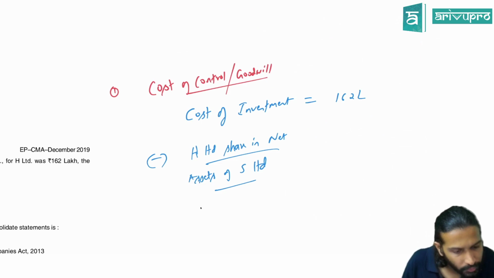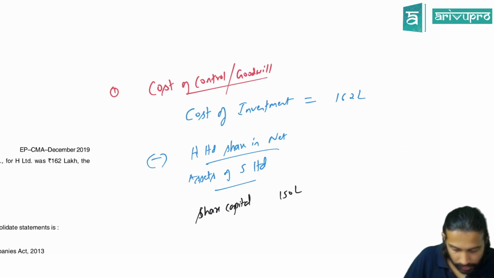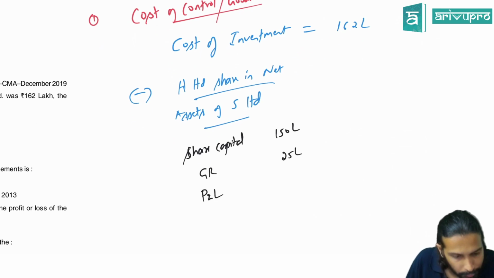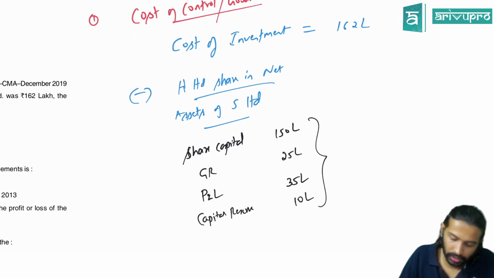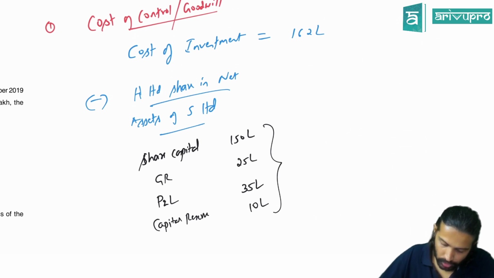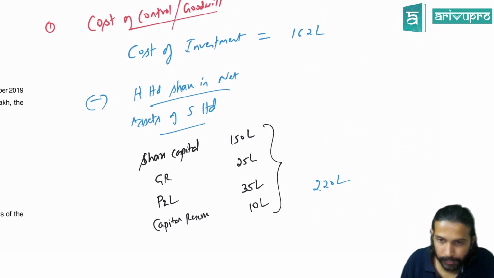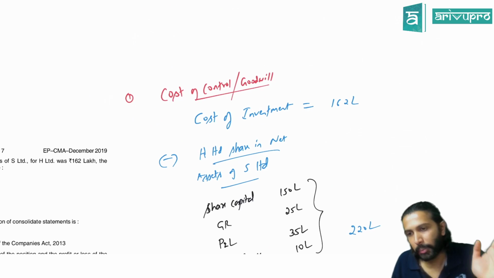So share capital is how much? I'll just copy it from here. Share capital is 150 lakhs. Next we have general reserve, which I'll write as GR. GR is about 25 lakhs. Then we have P&L, which in the question is 35 lakhs. Then we have capital reserves. Every reserve and surplus should be considered. 10. If you add all of this, this is shareholders funds. What are you going to get? The net assets of this company. So I added 150 plus 25 plus 35 plus 10, which is 220 lakhs. This is the total net assets. Yes? This is 220 lakhs. But did this company, H Limited, buy 100% shares of this company?